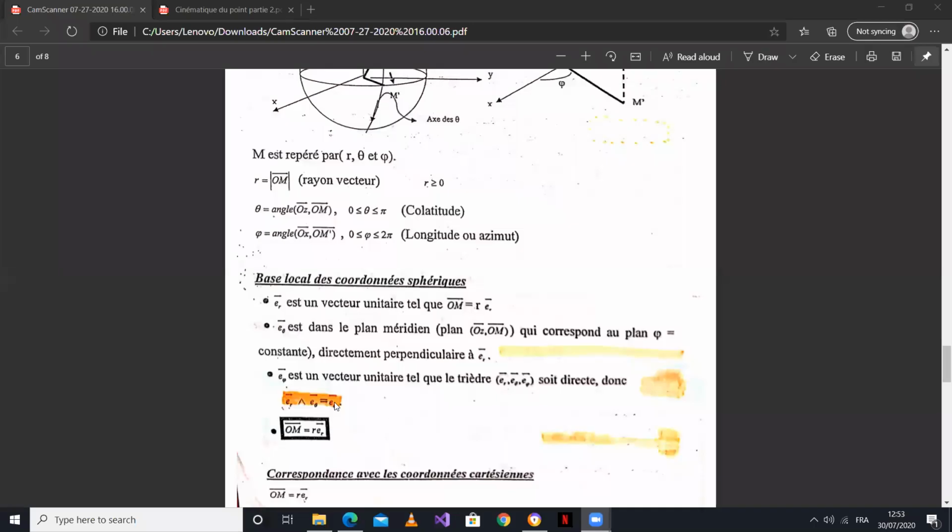So that's what they mean here when they tell us E phi est un vecteur unitaire tel que le triplet ER, E theta, E phi soit direct. So they're telling us it is direct. It means what I'm explaining to you. That's why they've even given us this example here. Donc, ER scalaire E theta égale E phi, like that.